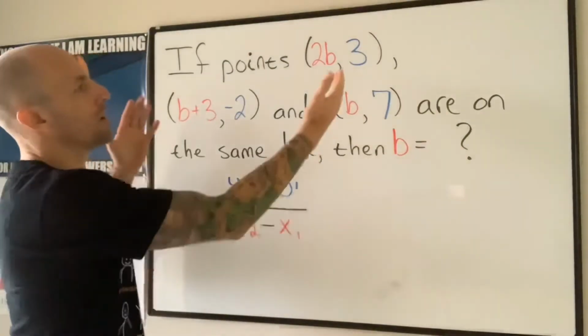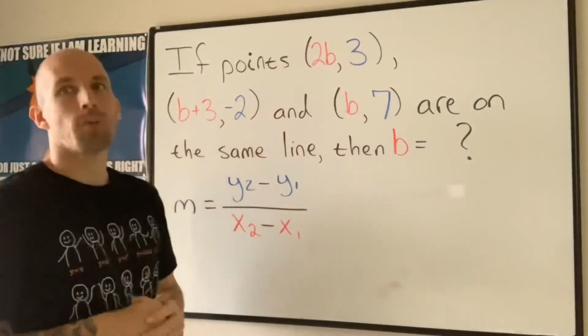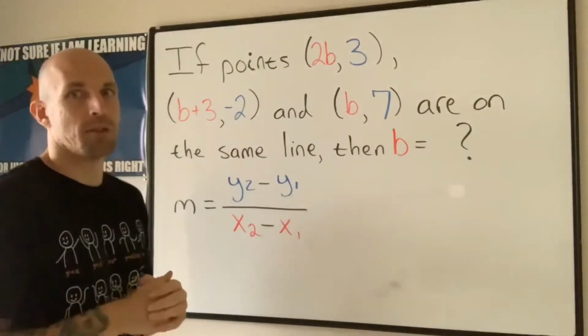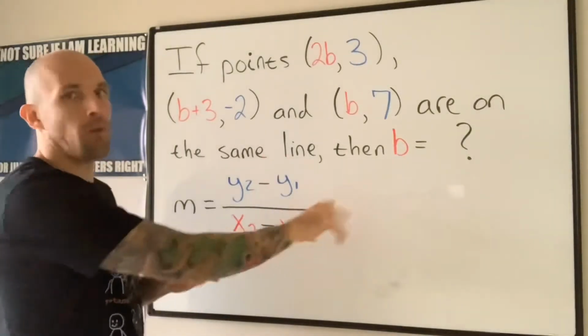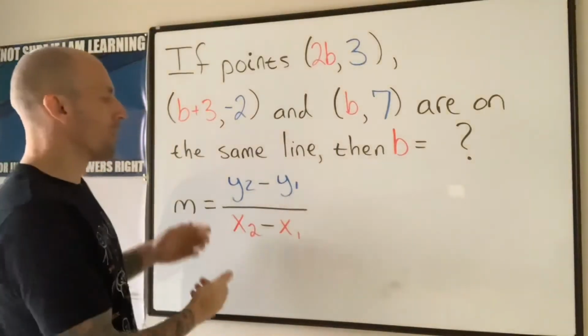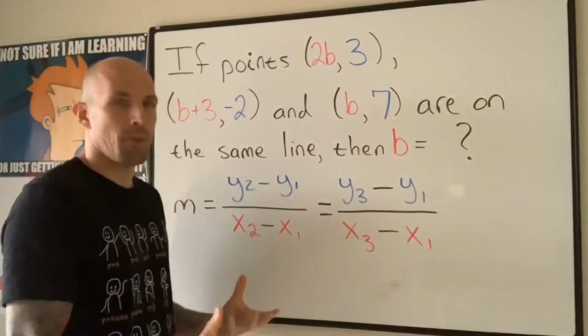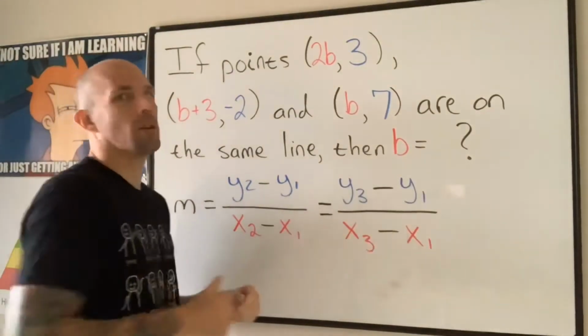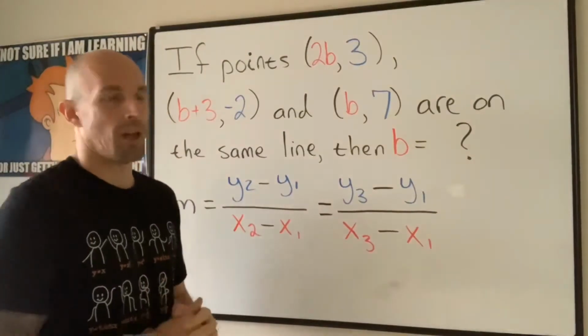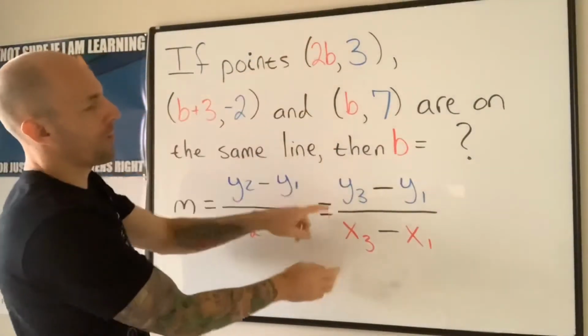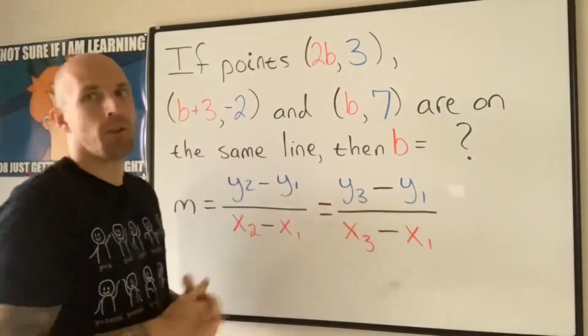But because we're dealing with 3 points here, we're going to need to use all 3 points to get our answer. We're going to have to expand on our formula just a little bit to include a y3 and an x3. While the basic structure of our slope formula hasn't changed, because we have 3 points, we have to take that into account.